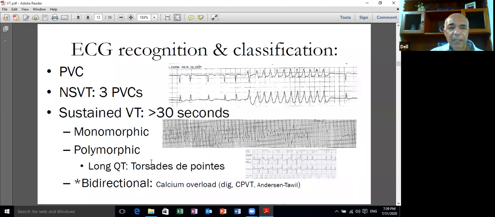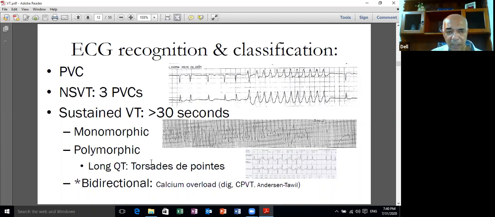Now, if you have one single event arising from the ventricle, that's a PVC. If you have three at a rate of more than 100, this is a non-sustained ventricular tachycardia. If the tachycardia lasts for 30 seconds or more, or is hemodynamically significant, then this is sustained ventricular tachycardia, of which we have four types.